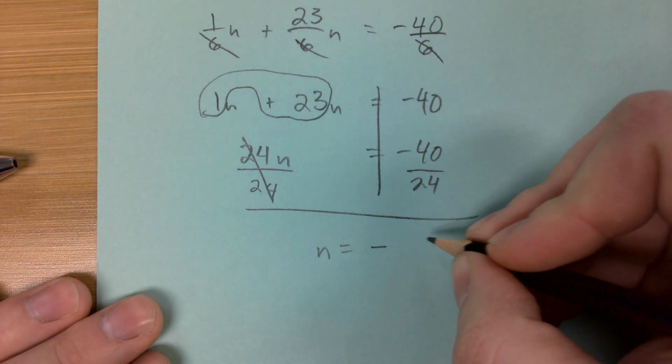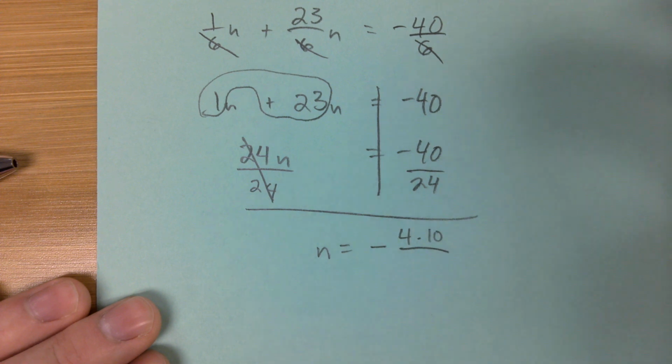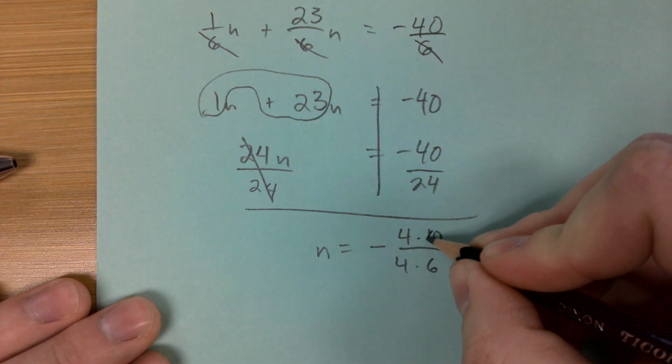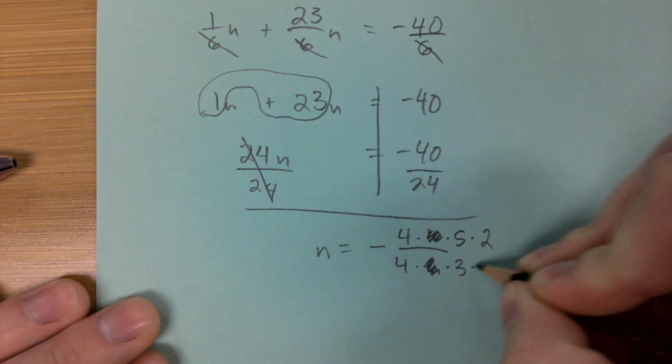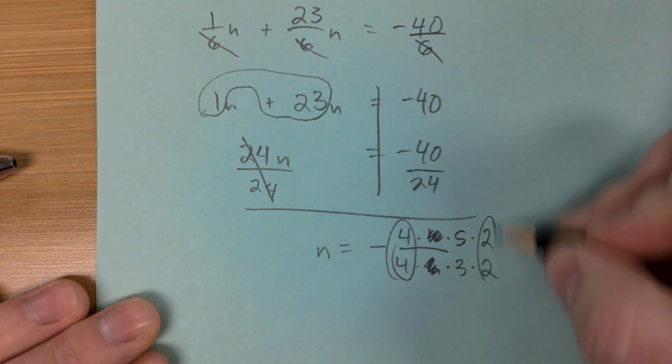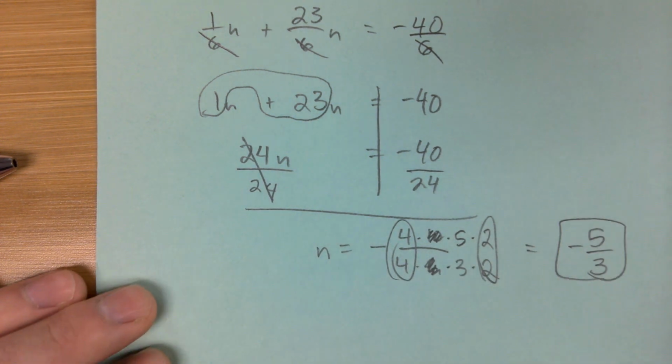Let's figure it out. 40 is 4 times 10. 24 is 4 times 6, right? We can cross out 10 and make it 5 times 2. 6 is going to be 3 times 2. We'll cancel the 4s and the 2s, and we're left with negative 5 over 3.